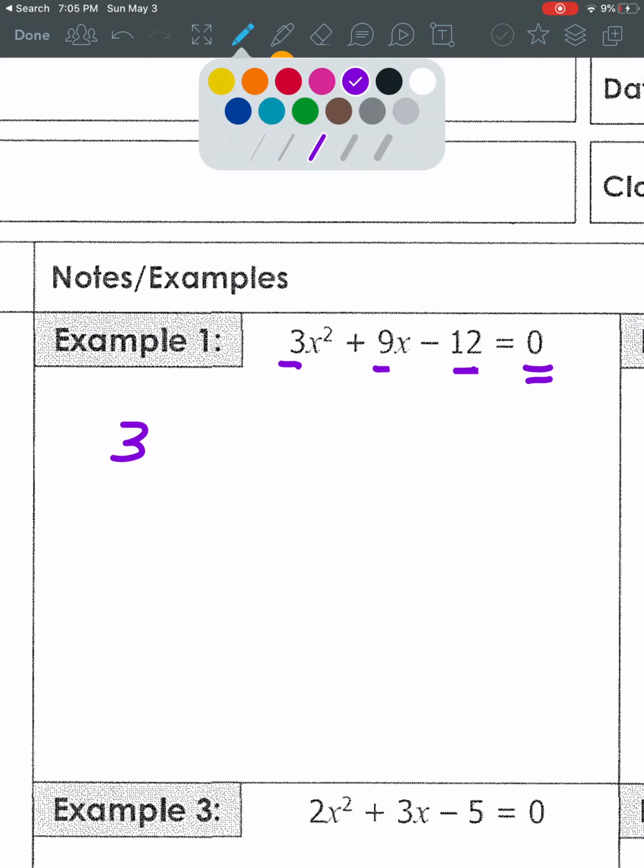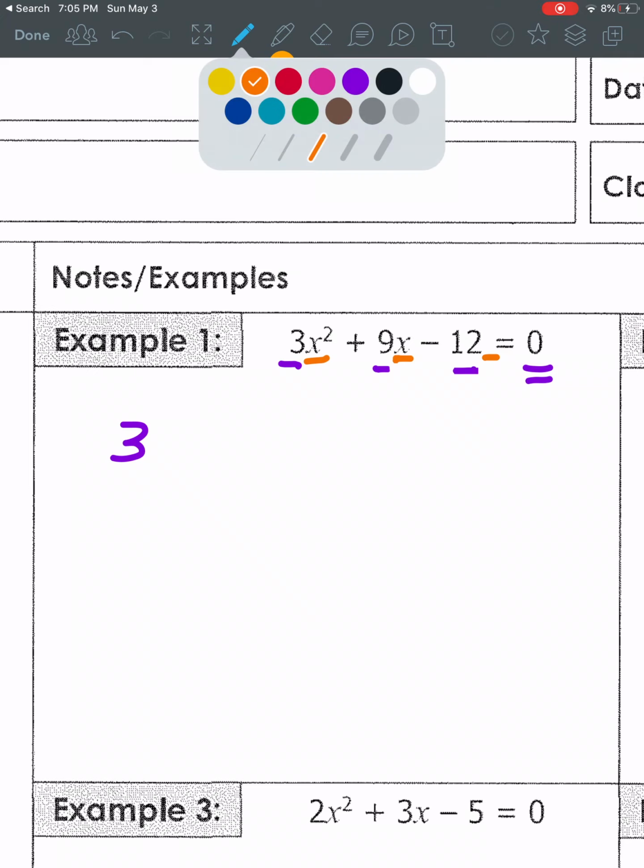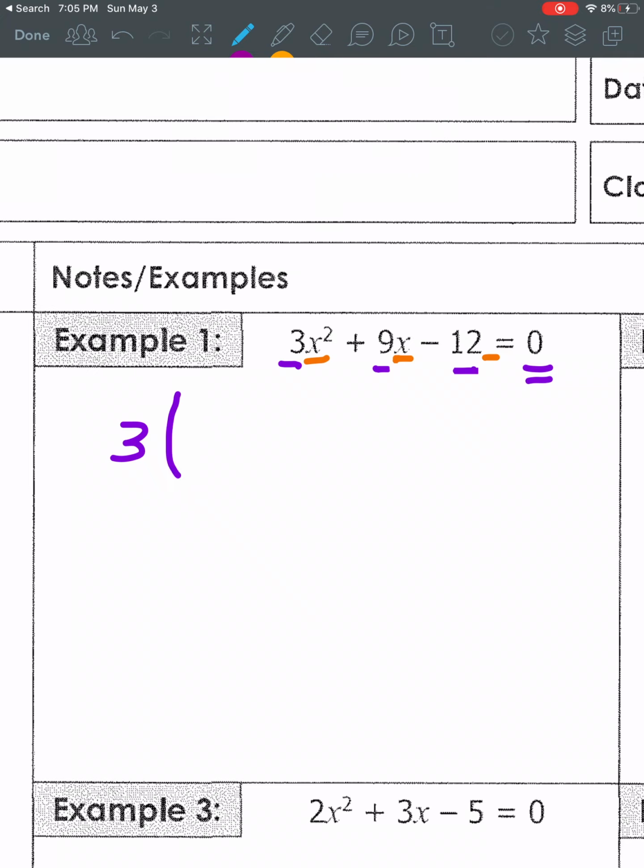If we look at then our variables, x squared, x, and then in the last one, there's no x, so they don't have a GCF of the variable, so 3 is the GCF. So we'll pull out 3 and then divide everything by 3, the GCF. So 3x squared divided by 3, we're just left with x squared. 9x divided by 3, we'll get 3x. And then minus 12, so negative 12 divided by 3 is minus 4.